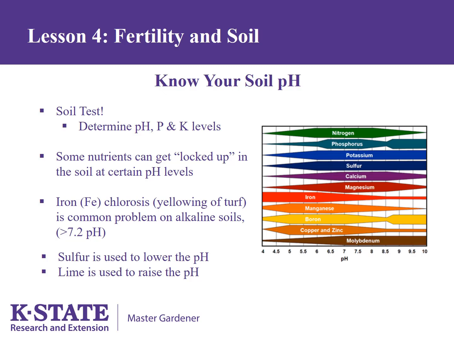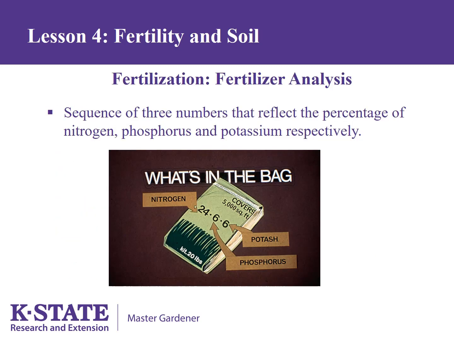So that's one thing the soil test is going to determine: your pH, phosphorus, and potassium. Know that pH, because if you have a high pH, then it may mean that the plant's not getting the nutrients it needs, even though the nutrients on your soil test report are saying that they're there and they're in the soil. So moving on to the fertilizers.